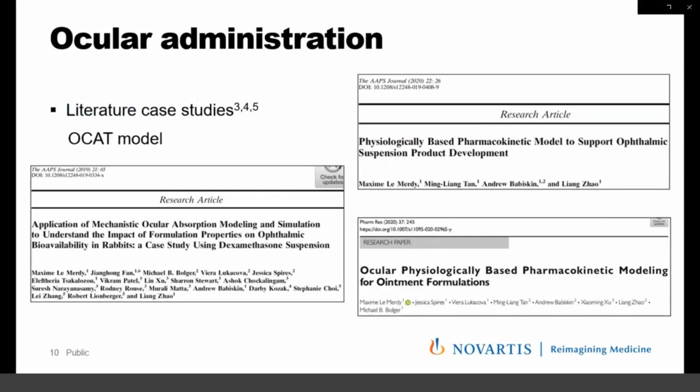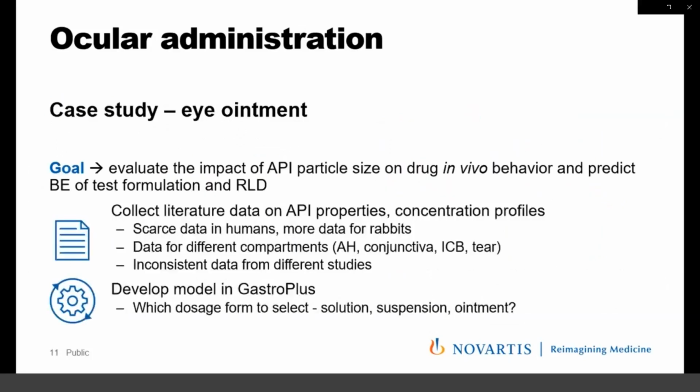There are some published articles describing the use of this OCAT model for evaluating the impact of formulation properties on ophthalmic bioavailability of ocular suspension, and also for modeling of ocular ointment formulation. The modeling case study I'm going to present was developed for an eye ointment. The goal of the modeling was to evaluate the impact of API particle size on drug in vivo behavior and to predict bioequivalence of the test and reference formulation.